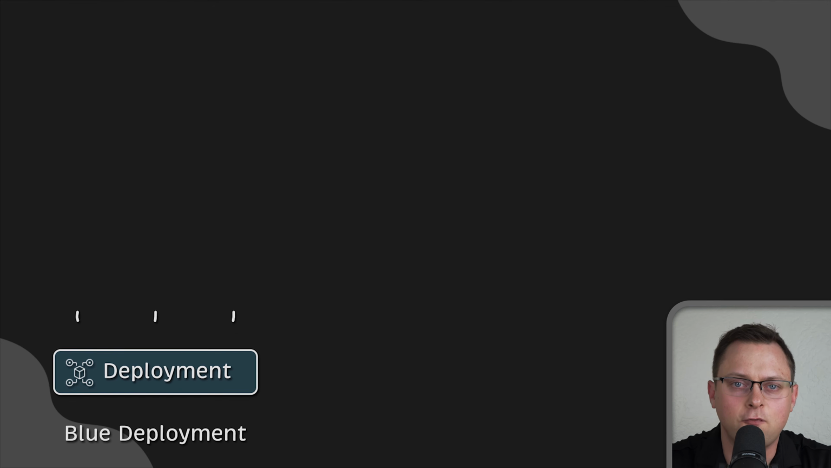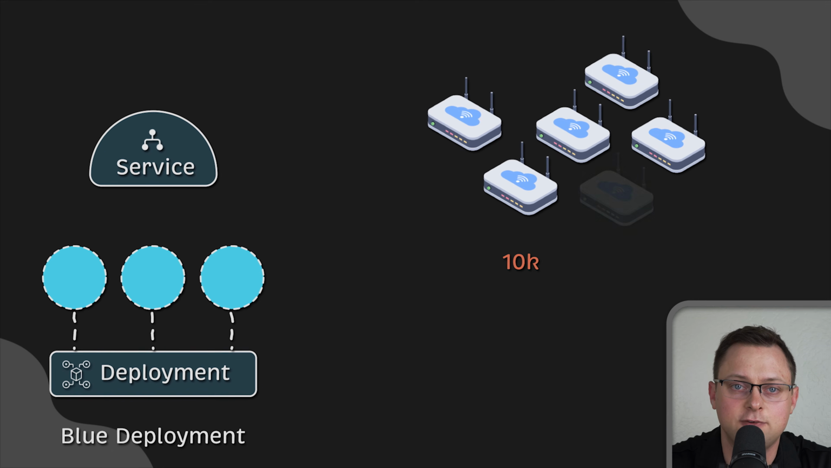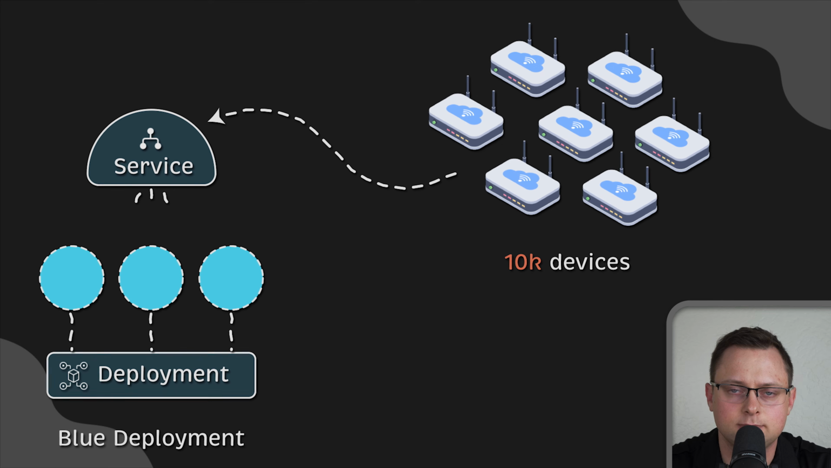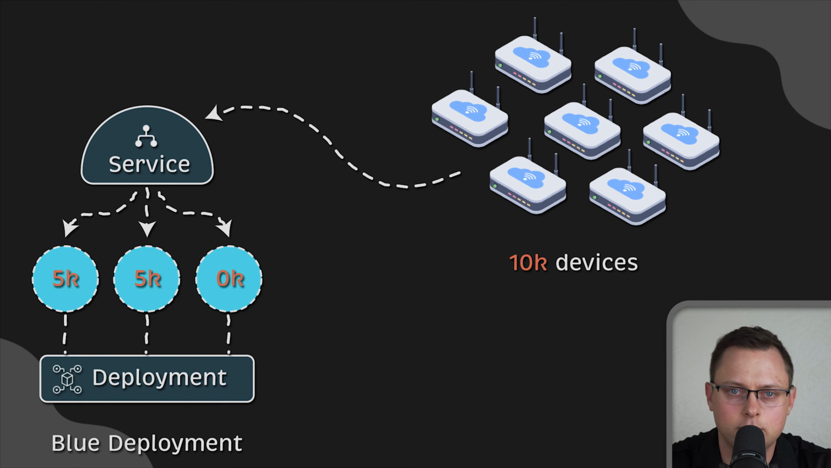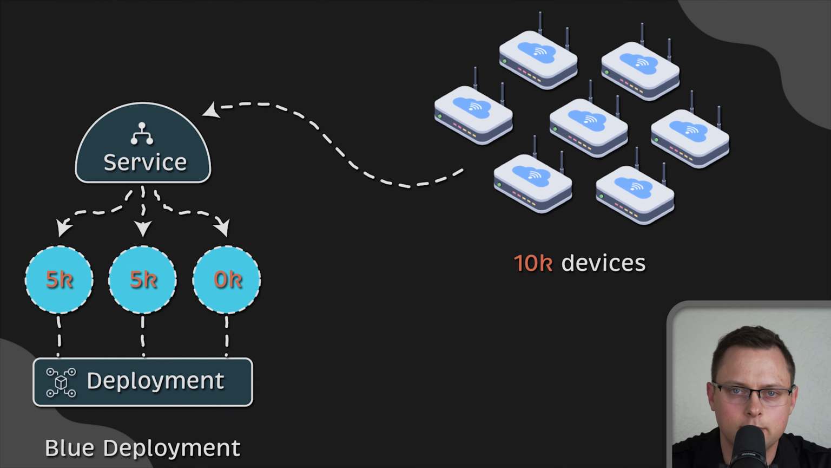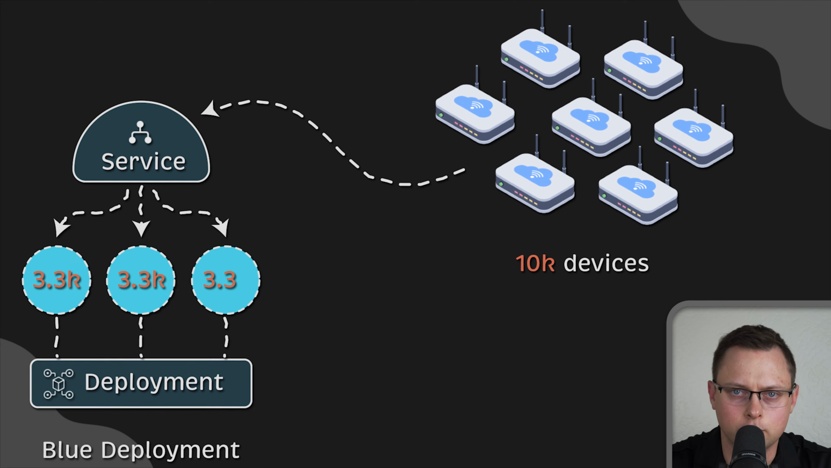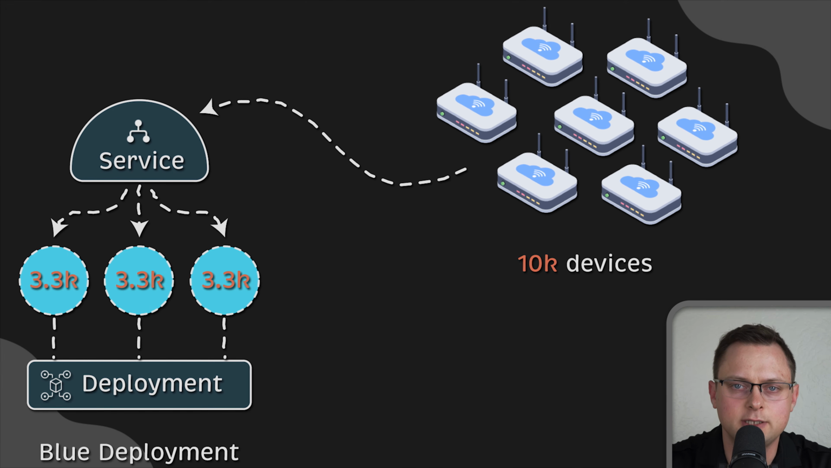Another use case for blue-green deployment is if you need to evenly distribute your devices across your instances. If you do a rolling update, the first two instances will get 5,000 devices, and the last one will get 0, at least at the beginning. But if you switch to a new blue deployment, the devices in this case will connect evenly to all instances.